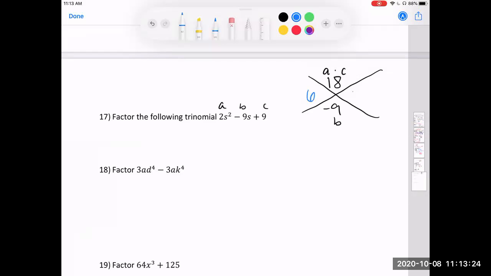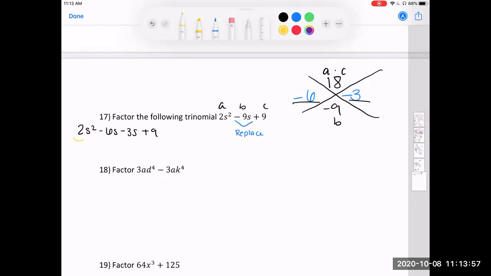Well, I know 6 times 3 is 18. And if I make them both negative, then they multiply to give me positive 18 and add to give me negative 9. So what we're going to do now is replace that middle term by negative 6 and negative 3. So that I have 2s squared minus 9s, not plus 9s. We're going to replace it with negative 6s minus 3s plus 9.